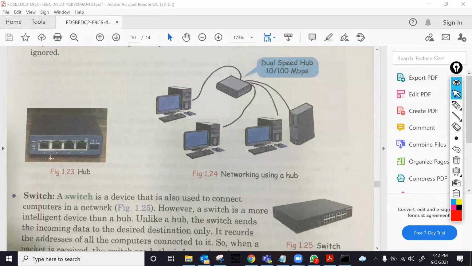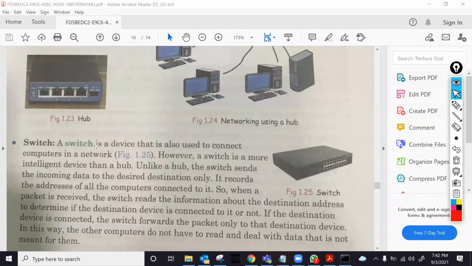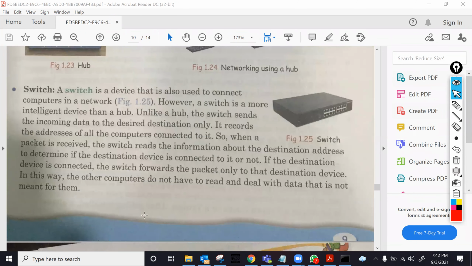Okay, this is the hub. Now we'll go to the switch.